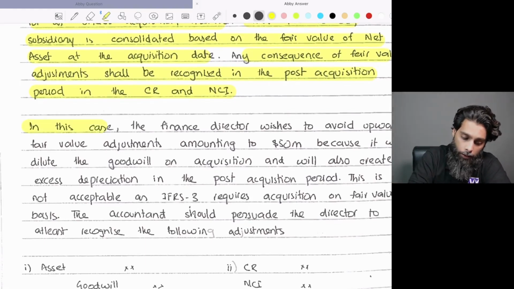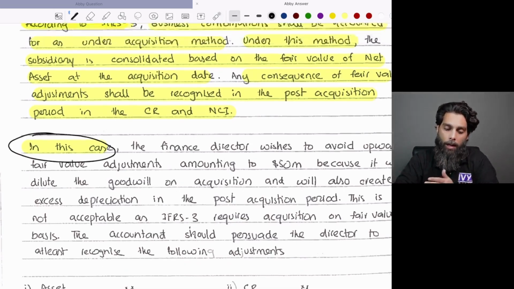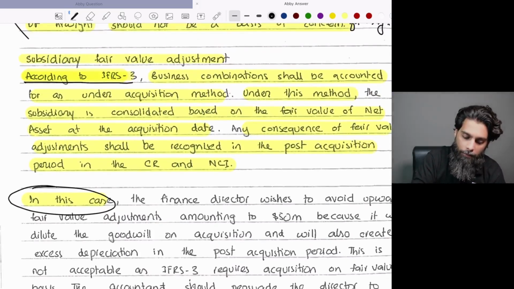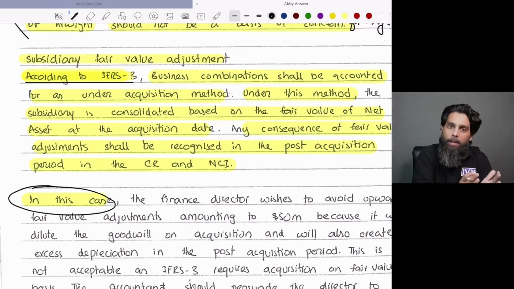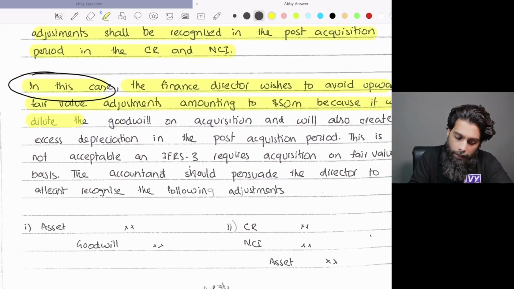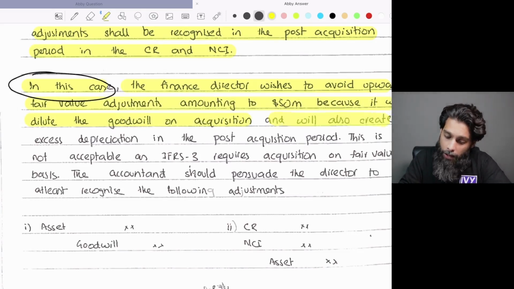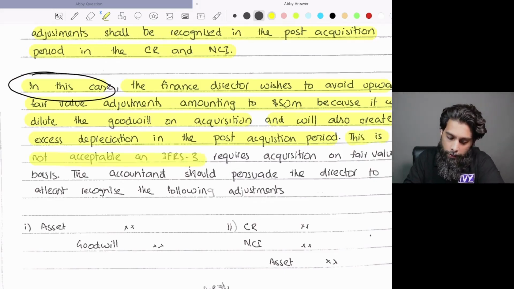In this case, now the application part comes. Whenever we are writing about application, we start with in this case. Whenever you are writing the first paragraph, we start our answer with according to. And whenever we are applying the application step, where we are trying to refer to the case, I always try to start my answers with in this case. So in this case, the finance director wishes to avoid upward fair value adjustments amounting to $50 million because it will dilute goodwill on acquisition and will also create excess depreciation in the post-acquisition period. This is not acceptable as IFRS 3 requires acquisition on fair value basis.